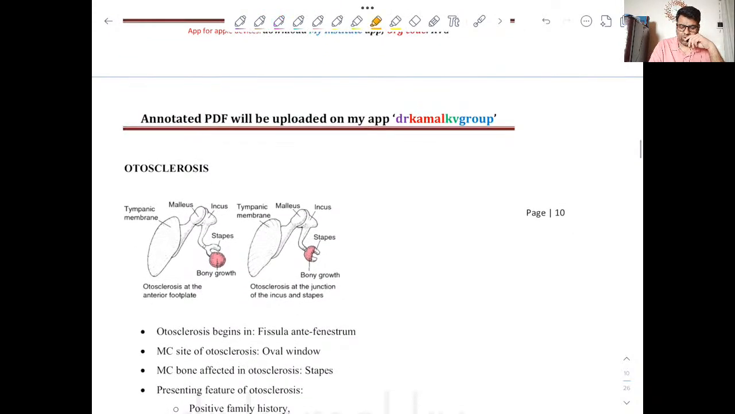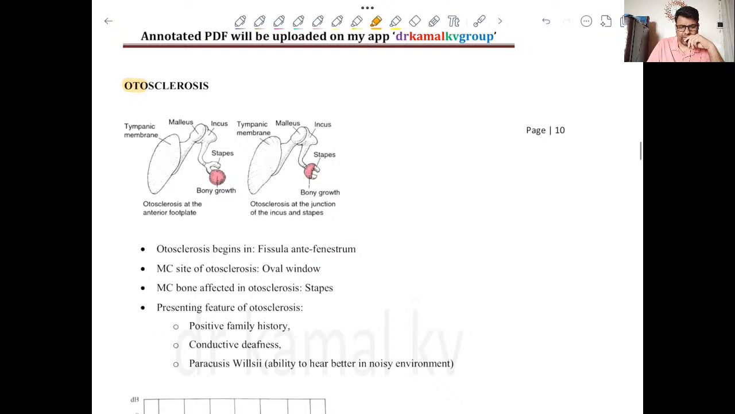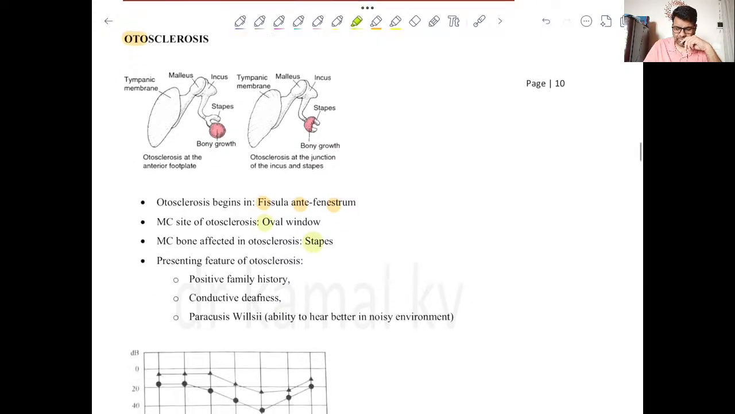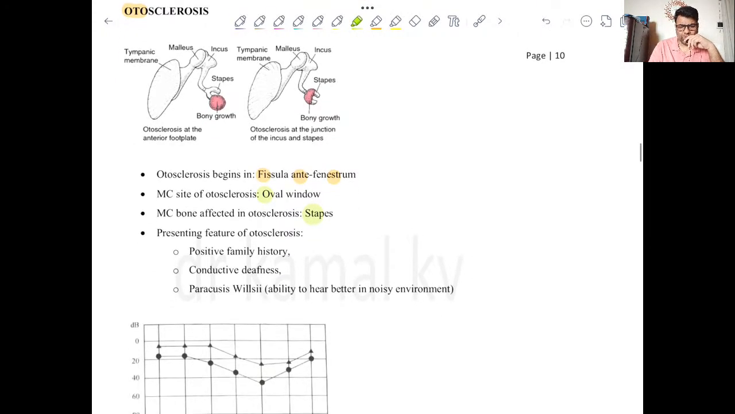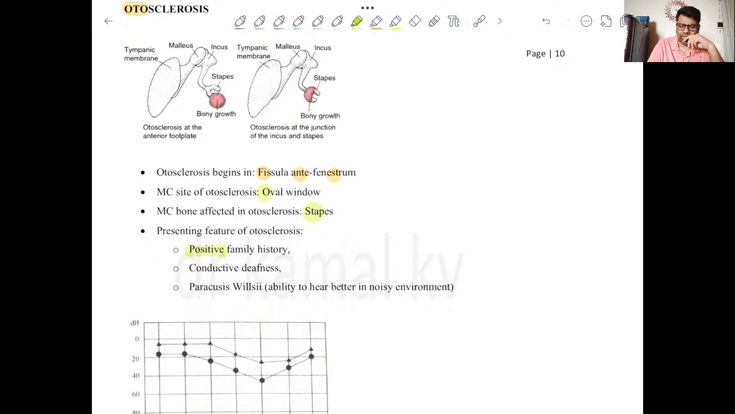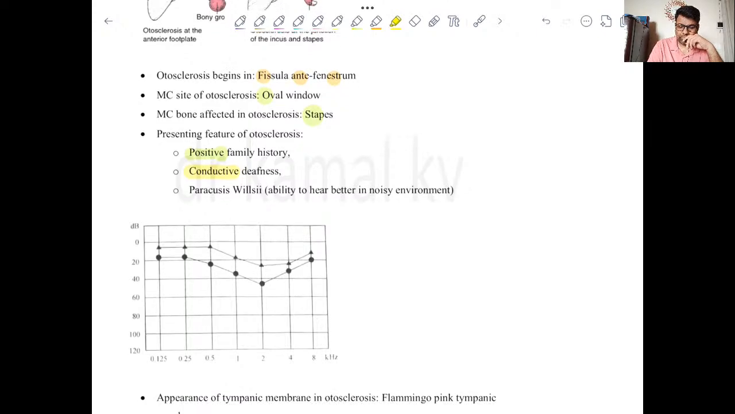Then moving forward to otosclerosis, it begins at one landmark, that is fissula ante fenestram, and especially involves the oval window related to the stapes. Now the patient will usually be a female, with a positive family history. Since there is defective conduction of sound, it presents as conductive hearing loss. And although the patient has conductive hearing loss, when he is in a noisy surrounding, his hearing will improve. Why? Because in noisy surroundings, people will speak louder.